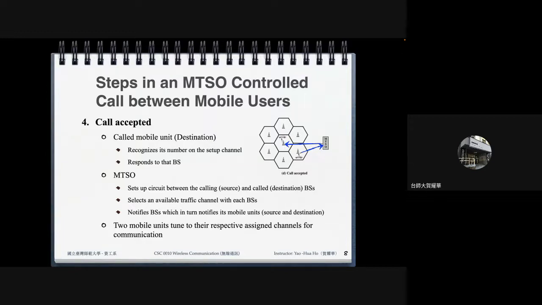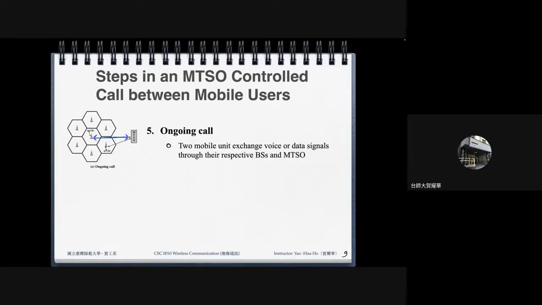Okay. Now the two mobile units then tune to the specific assigned channel and start to communicate by actually accepting the call. So when the ongoing call starts, the two mobile units are now able to exchange voice or data signals through their respective base stations and the MTSO.